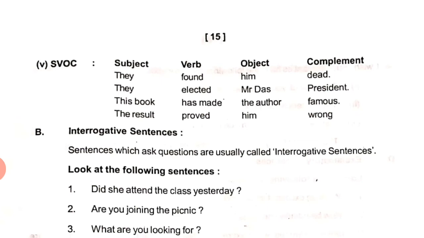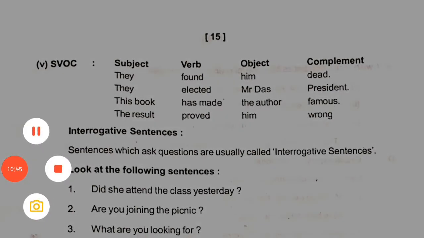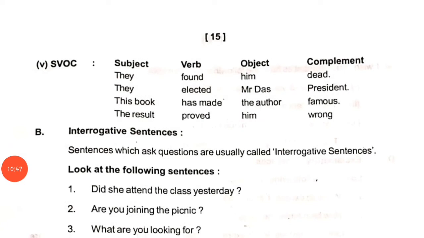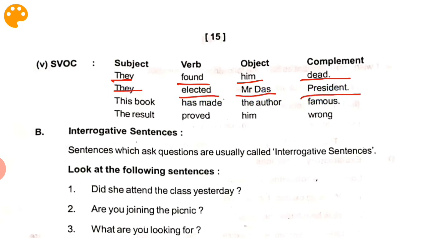The first example is: they found him dead. The second example is: they elected Mr. Das president. This book has made the author famous.